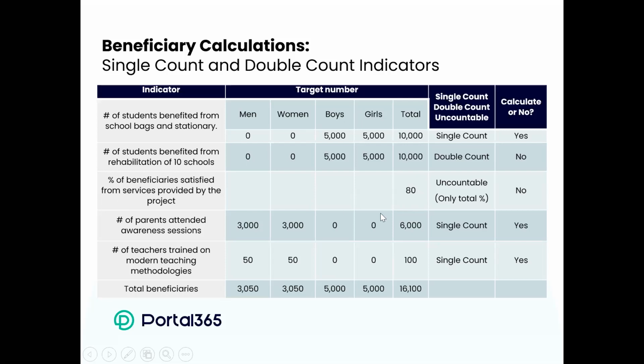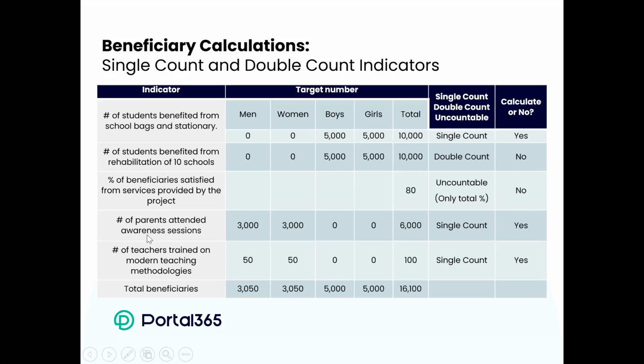But because it's a percent, it's not people, it's just reflecting the percentage of satisfied beneficiaries. So we consider this indicator as uncountable. And we call it, in Portal 365, only total. We consider this figure as only total. We don't need to disaggregate it. So we don't need any disaggregation for the percentage or for indicators that start with a percentage. So for sure, we don't include this 80 as number of people because, as we mentioned, it's not number of people, it's percentage of satisfied people.